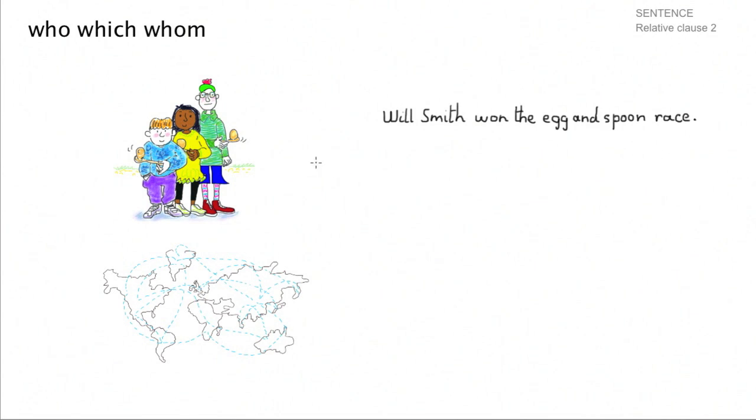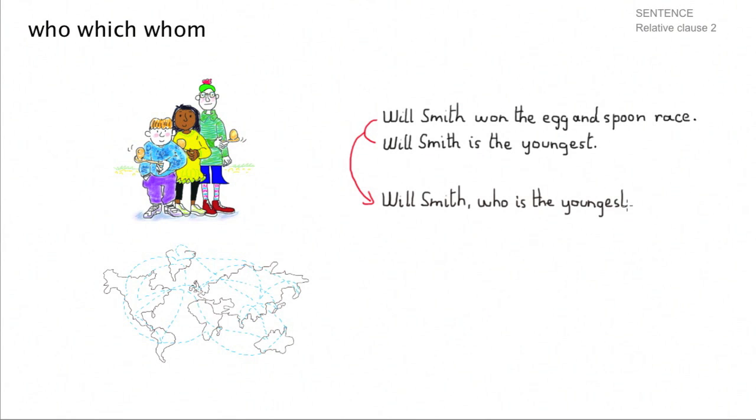Will Smith won the egg and spoon race, and Will Smith is the youngest. Now we join the two sentences together by doing this. Will Smith, comma, who is the youngest, comma, won the egg and spoon race.